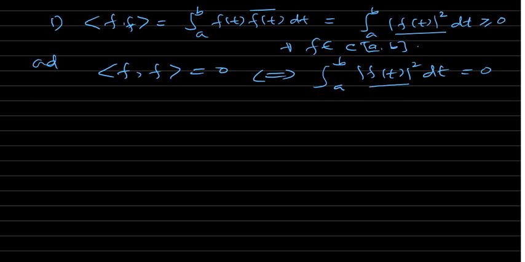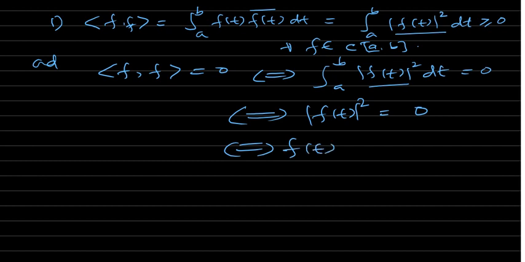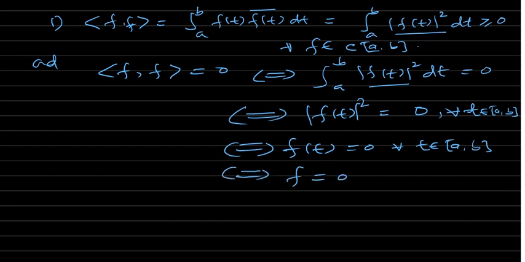But since f is continuous and it's a non-negative function, the integral of a continuous non-negative function is equal to 0 if and only if the function is 0. So continuity is very important here. Since f is continuous, |f(t)|^2 is 0 if and only if f(t) is equal to 0, and in fact it's true for all t in the interval [a, b]. So f(t) is equal to 0 for all t belonging to [a, b], which means this is true if and only if f is equal to 0. So that's the first property.